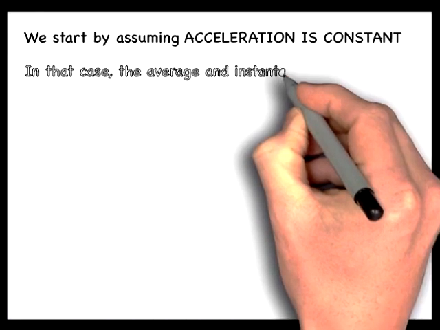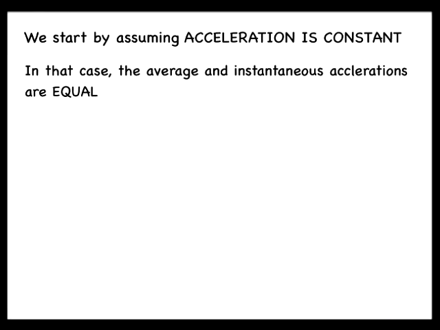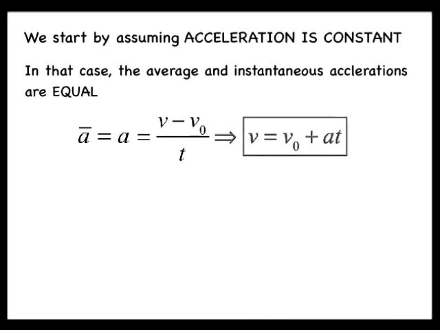In that case, the average and instantaneous accelerations are equal, or a bar equals a equals v minus v0 divided by t, or v equals v0 plus at, which we label as equation 1 and is our first kinematic equation. Note that there are 4 kinematic variables in this equation: v, v0, a, and t. If you know any 3, you can solve for the 4th.